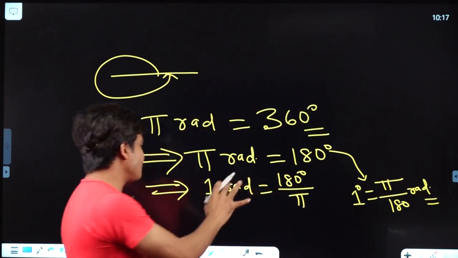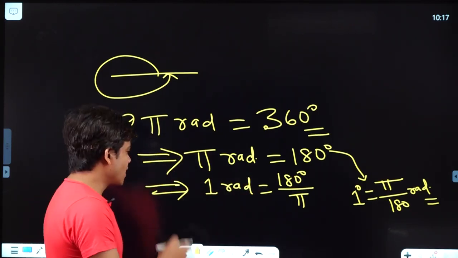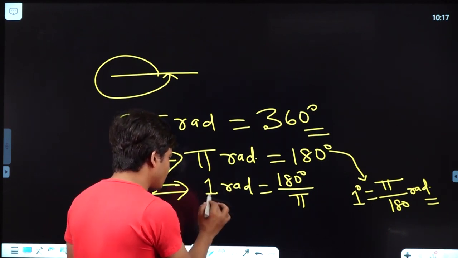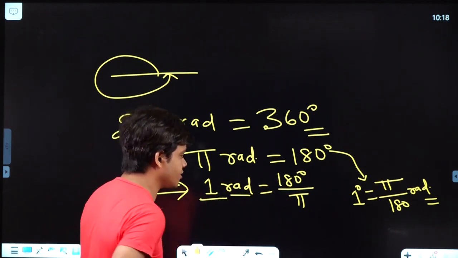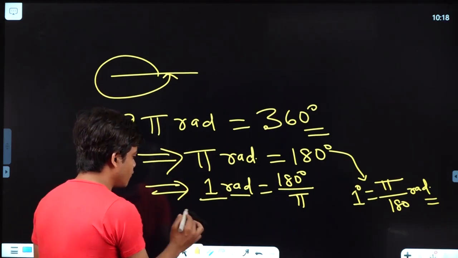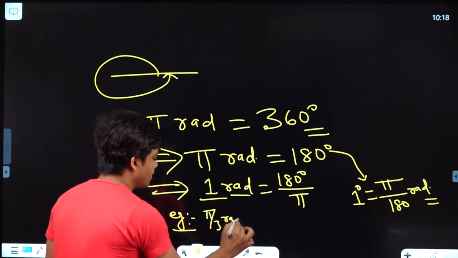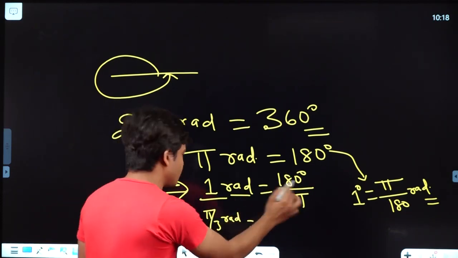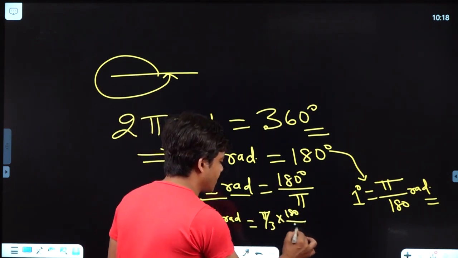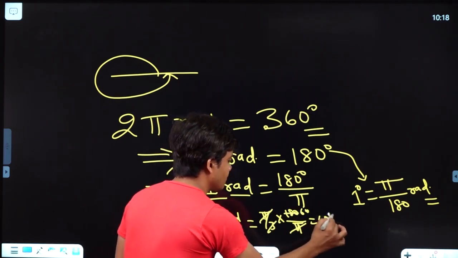Okay, so we have to remember this formula. Now think, if 1 radian is equal to 180 degree by pi, then what will be pi by 3 radian? For example, if we discuss pi by 3 radian, what will happen? So 1 radian is equal to this, so pi by 3 radian will be pi by 3 into 180 degree by pi. So pi and pi cancel, and 180 by 3 gives us 60 degree.